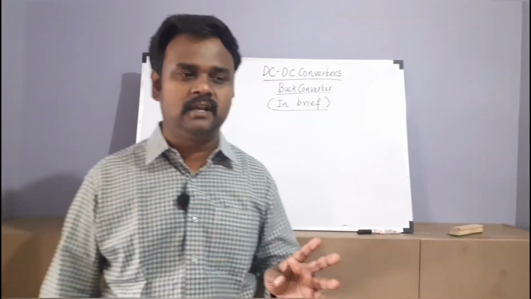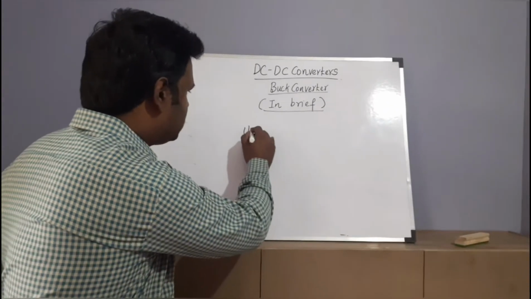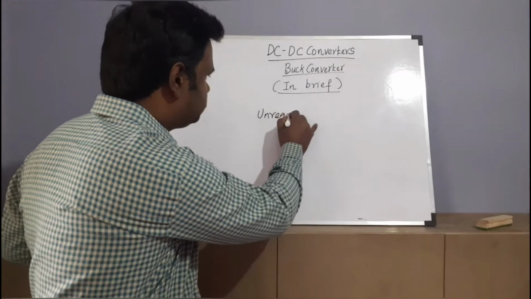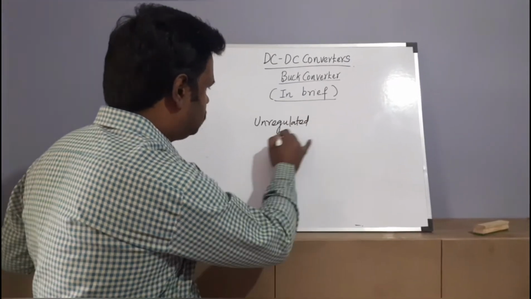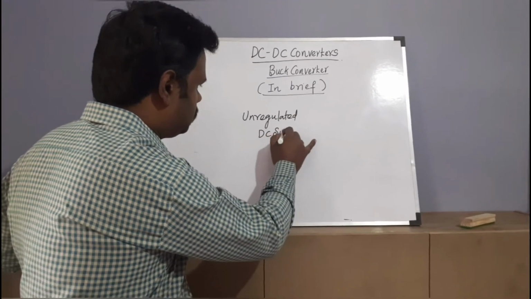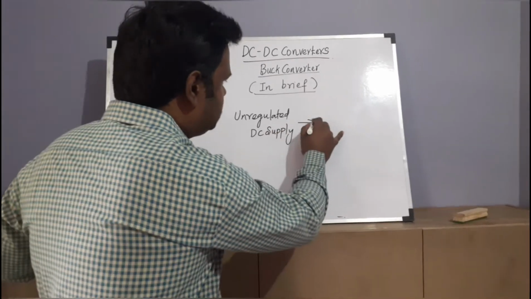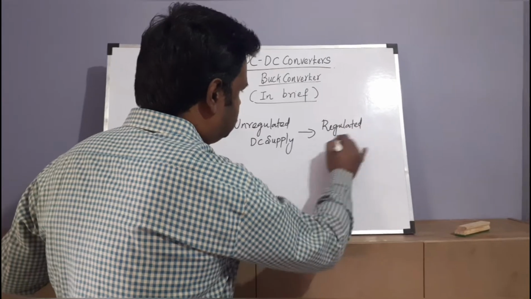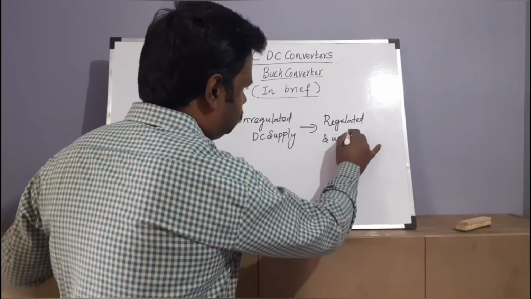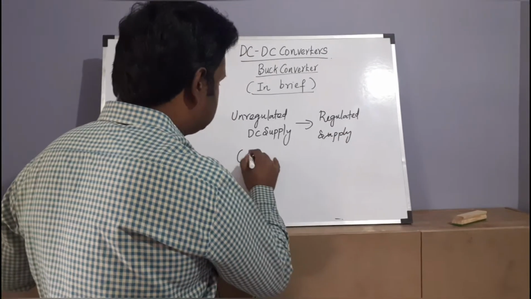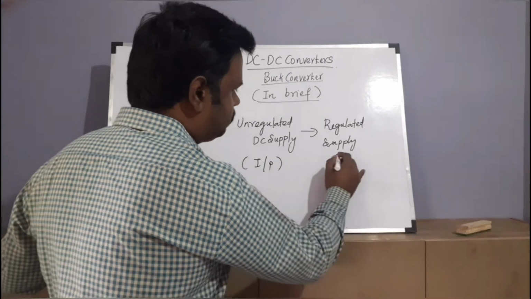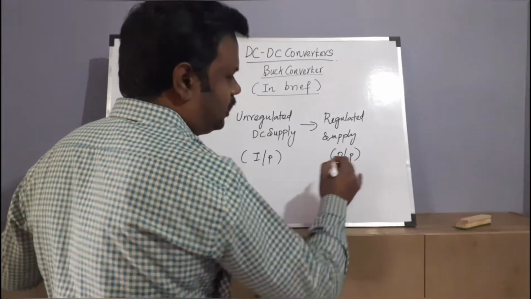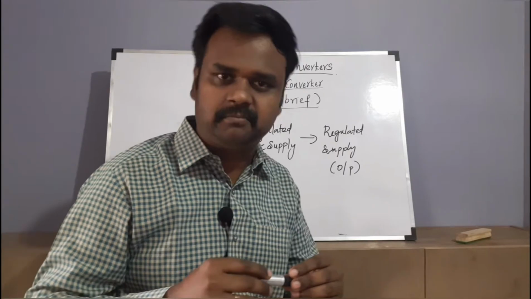That's our first question. We need a DC to DC converter in order to convert an unregulated DC supply into a regulated supply. That means your input is an unregulated DC supply, and your output will be a regulated one. Whatever output voltage you need, you can get it from that.